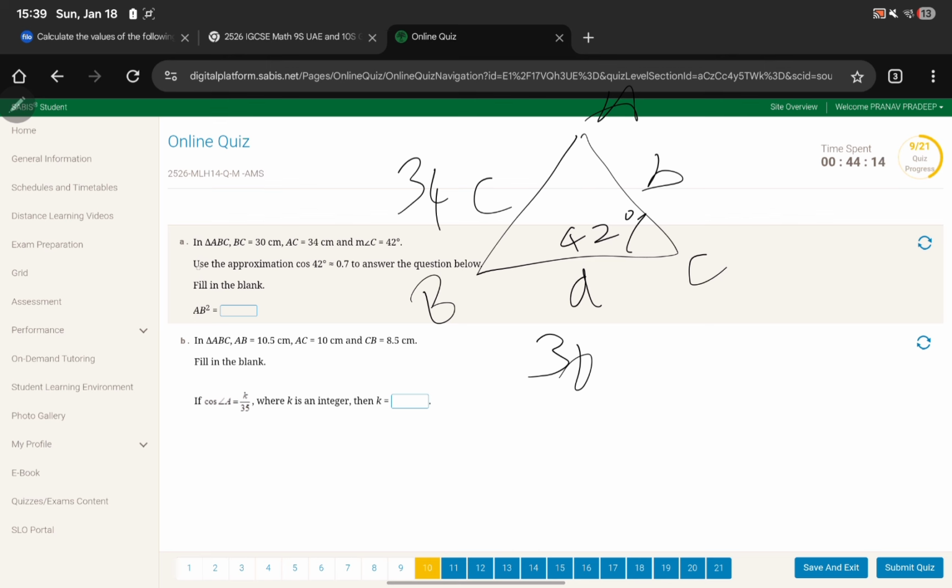Now you need to be careful. You don't apply cos 42 just like that on your calculator. It's going to be 0.74. So stick to this approximation. So just use 0.7, okay?